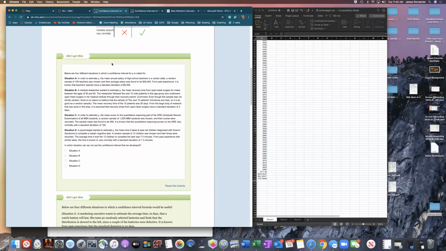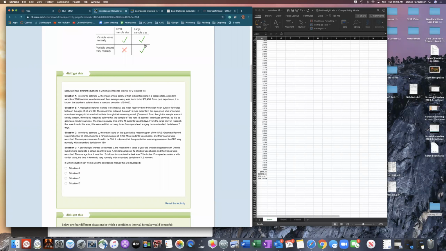So let's look at this section, because I think it's valuable here. Here are 4 situations in which a confidence interval is called for, and they're asking which one we can not use the confidence interval that we developed. Situation A. In order to estimate mu, the mean salary of high school teachers in a certain state, a random sample of 150 teachers was chosen. So already we have a large sample size, we're good to go. Situation A is fine. I don't even need to read the rest.